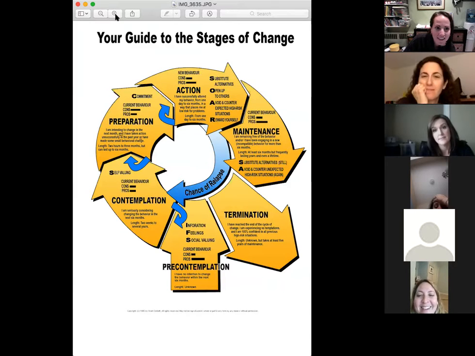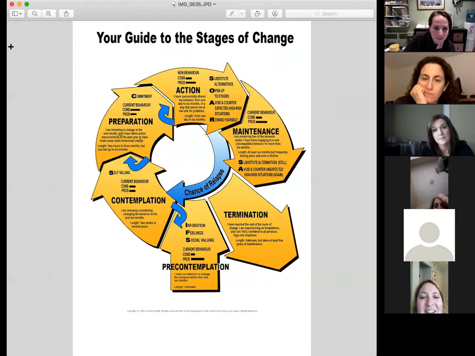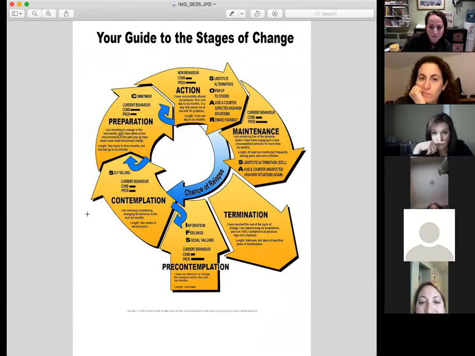Okay. All right. So the second stage here is the contemplation stage where it says, I don't know if you can read the words, I'm seriously considering changing the behavior in the next 6 months. Okay. So there becomes like a time frame to it. It's like the readiness stage, we call it. Okay. And the length, 2 weeks to several years. So for different people, that can mean different things. Now, you have to kind of gauge when you're working with people.